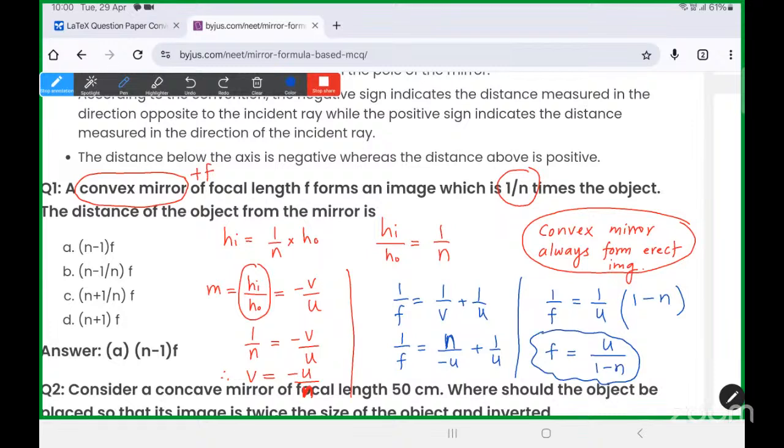ठीक है। एक्चुअली u फाइंड करना था, सॉरी u फाइंड करना है, तो हम लोग u की वैल्यू फाइंड कर लेते हैं। u की वैल्यू बन जाएगा f टाइम्स (1 - n), हाँ क्वेश्चन में u पूछा है ना, तो u की वैल्यू आ जाएगी f टाइम्स (1 - n)। अच्छा 1 - n क्यों नहीं है यहाँ पर, n - 1 क्यों है यहाँ पर?